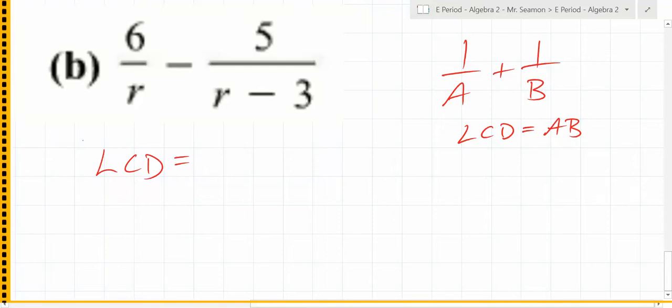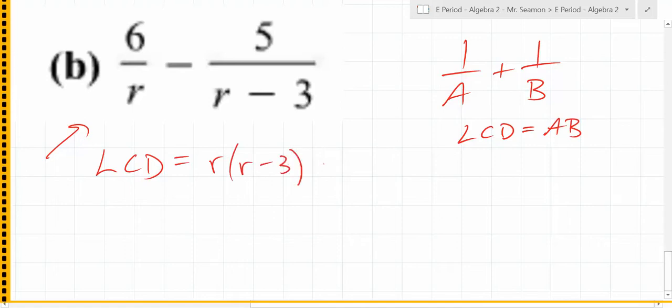So can someone tell me what the least common denominator is for this one right here? r times what? r minus 3. You multiply to get the least common denominator. In this case, the least common denominator is r times r minus 3. Therefore, what do you multiply this fraction by? r over r. You have to say the whole sentence.